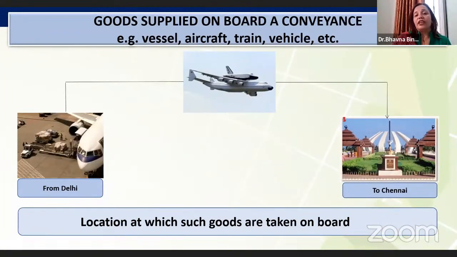Then goods when they are boarded on a conveyance. मैं ट्रेन में ट्रैवल कर रही हूँ, ट्रेन में फूड मुझे प्रोवाइड किया जा रहा है, तो जिस स्टेशन से फूड को ट्रेन में चढ़ाया जाएगा, आई एम रिपीटिंग, जिस स्टेशन से फूड को ट्रेन में चढ़ाया जाएगा, दैट वुड बी द प्लेस ऑफ सप्लाई.